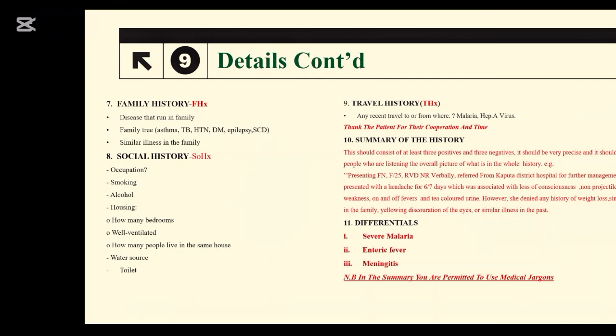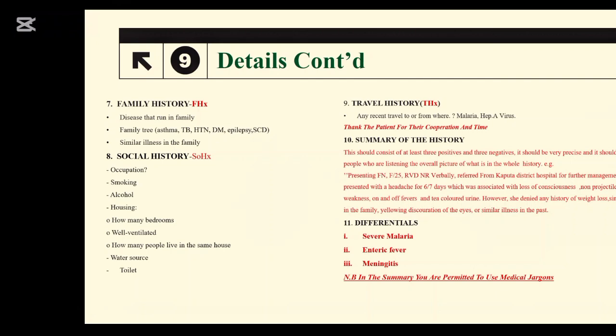However, she denied any history of weight loss, similar illness in the family, yellowish discoloration of the eyes, and similar illness in the past. So from the history, there are important things you need to identify: the positives that are pointing towards my diagnosis. Number 1, the referral. This patient is coming from Northern Province. Number 2, she presents with a headache and loss of consciousness, which is cerebral malaria. And then non-projectile vomiting as well, which is one of the components of severe malaria. Then on and off fevers, of course malaria, meningitis, the headache also meningitis. But tea-colored urine is pointing more towards malaria than anything else. So my topmost differential is going to be severe malaria, as you can see in the slides.